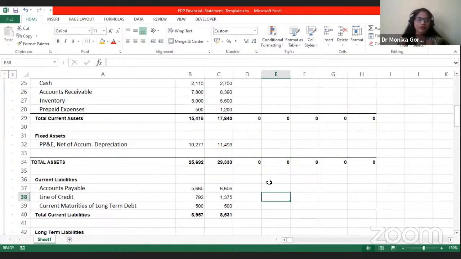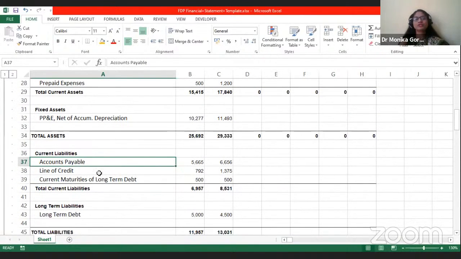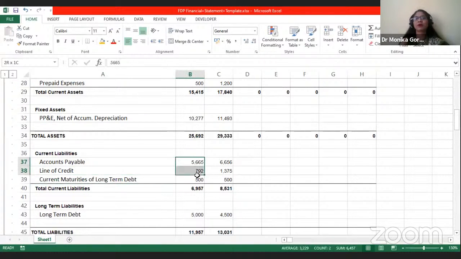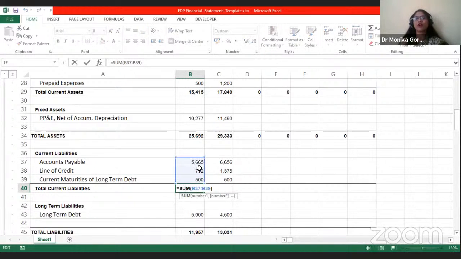Okay. Moving ahead, my current liability portion starts where accounts payable, line of credit, and current maturities of line of credit, three amounts I have. So the total of these three amounts gives me total current liabilities. If I see the sum of 5,665, 792, and 500, I get the total current liabilities.